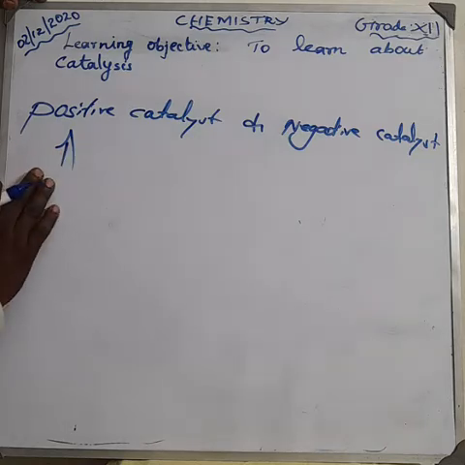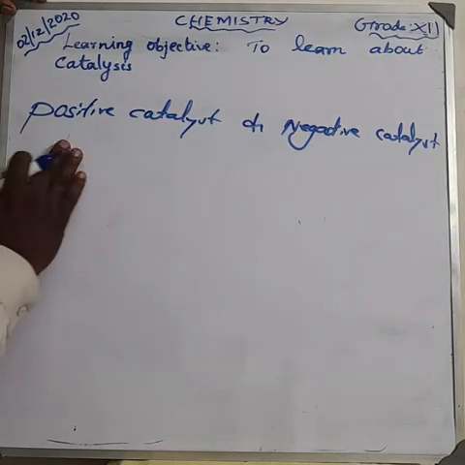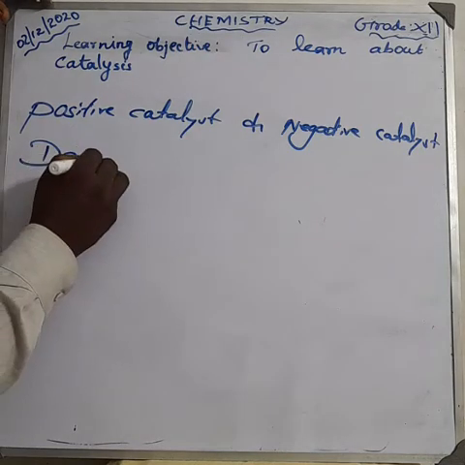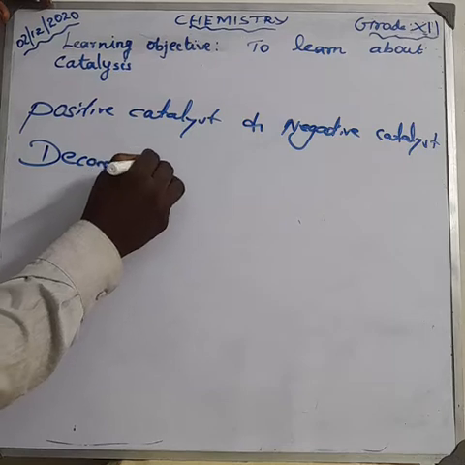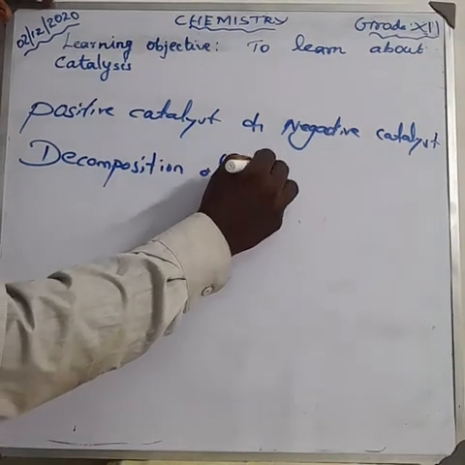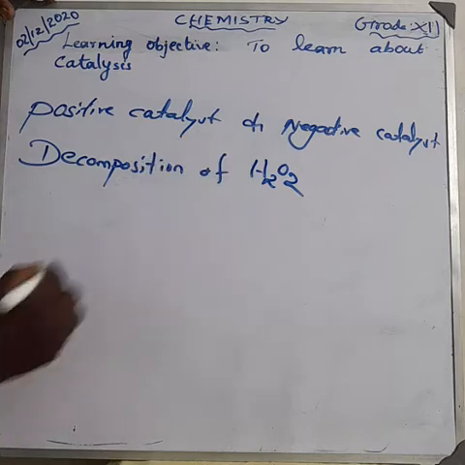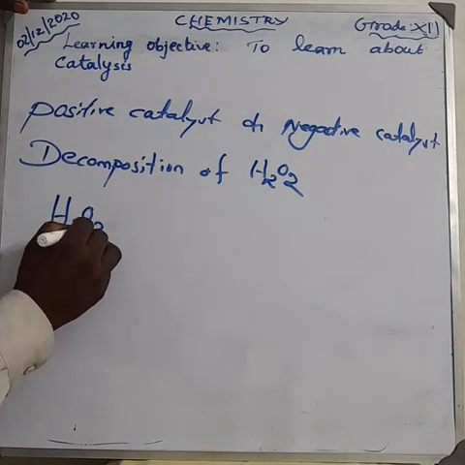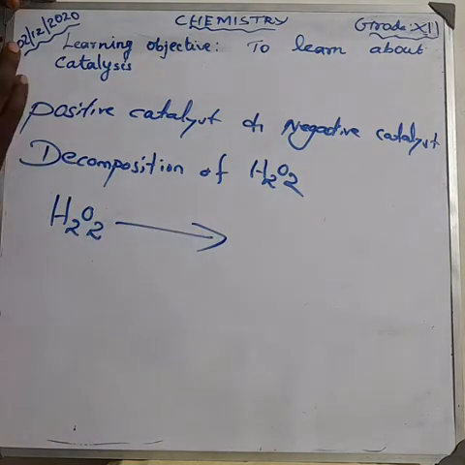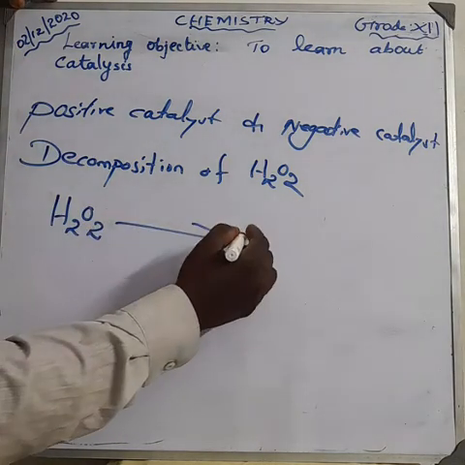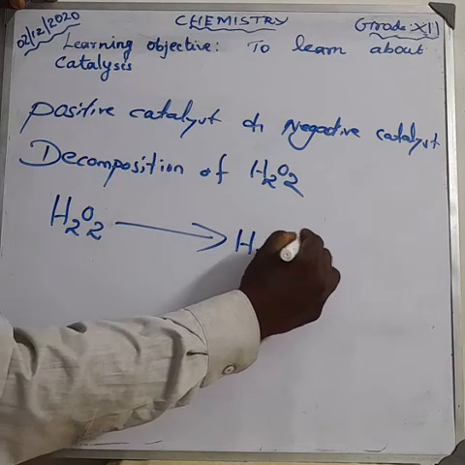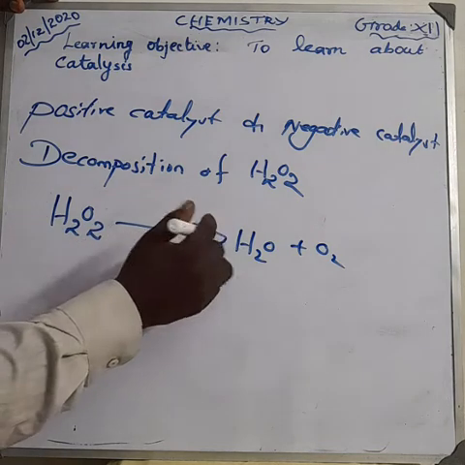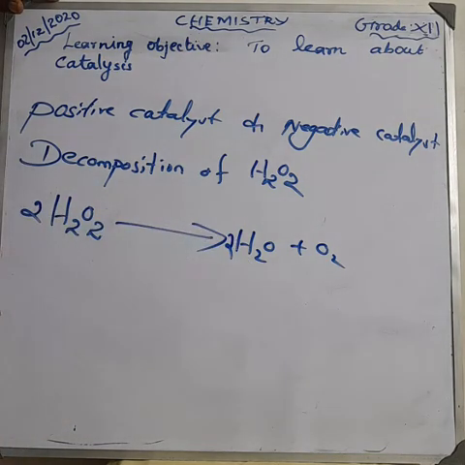What are the examples of positive catalyst? An example is the decomposition of hydrogen peroxide. The formula for hydrogen peroxide is H2O2. This H2O2 undergoes decomposition. We get water, H2O, plus oxygen. You have to balance the equation, 2 oxygen, so make it 2 here. Now the equation is balanced.